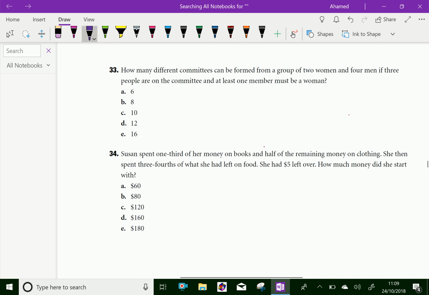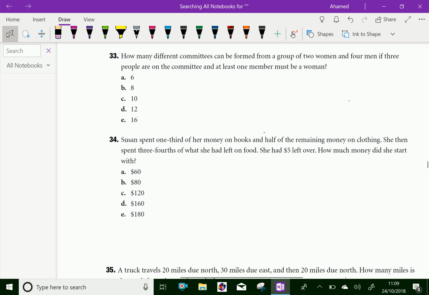Here, how many different committees can be formed from a group of 2 women and 4 men if 3 people are on the committee and at least one member must be a woman? Here there are 2 women and 4 men. The committee should be formed in such a manner that it has at least 1 woman.